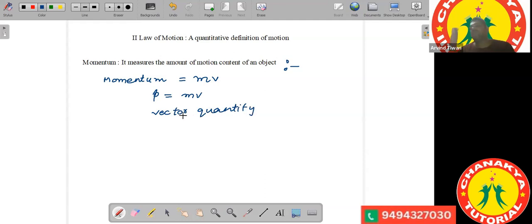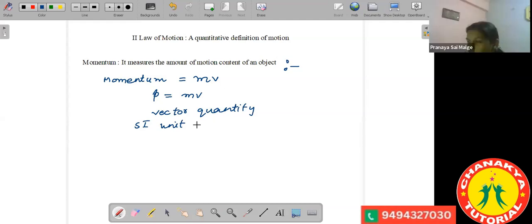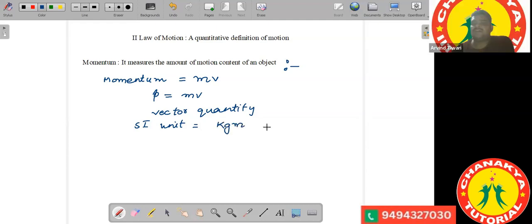So what are the factors on which momentum depends? It depends on mass and velocity. And its SI unit? Pranaya, what would be the SI unit of momentum? Because it's the product of mass and velocity, it would be kg meter per second square. No, per second, it would be kg meter per second. So the SI unit of momentum is kg meter per second. This is what we call momentum.